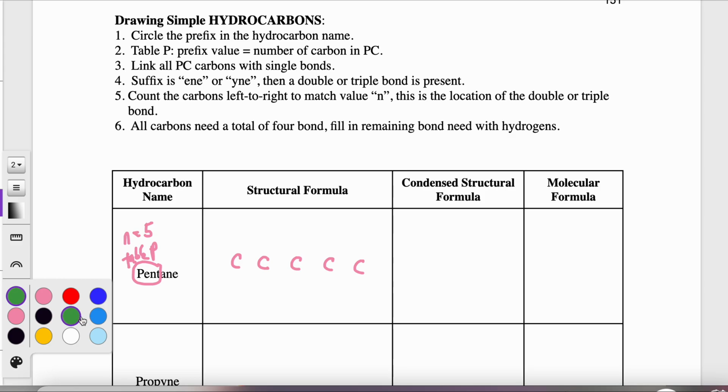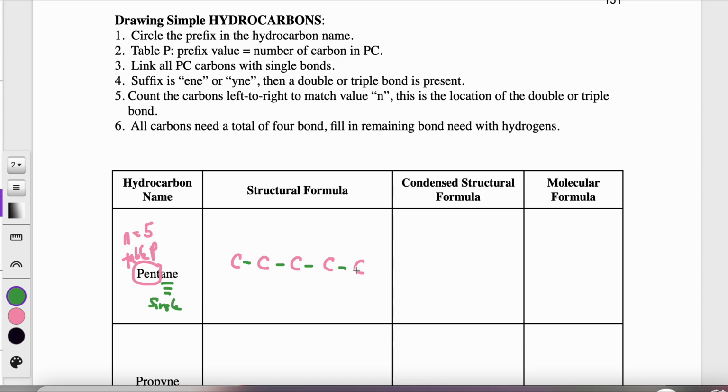Now, how do I link these carbons? Well, I notice that it ends in ANE, which means single bonds. So the suffix tells me to link all of them with single bonds. So here we go. These are all linked together with single bonds.